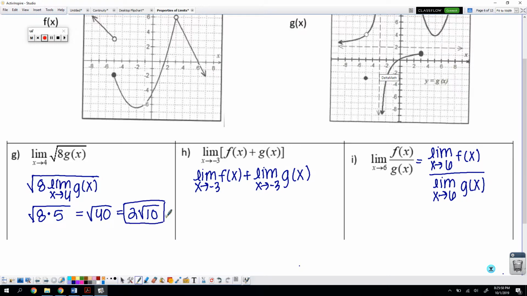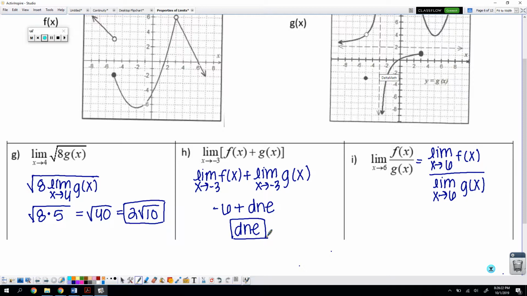Alright, now we're going to go through and do the same exact thing over again. So this time we add our limits, and we need to make sure to put the limit definition in front of each of them. So we have negative 6 plus does not exist, which means that this does not exist.